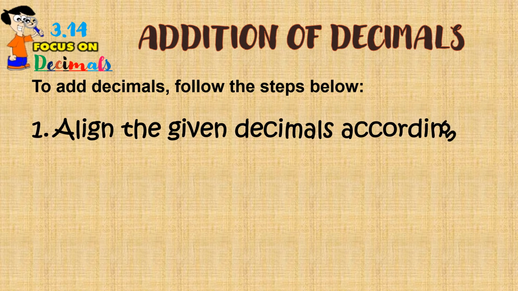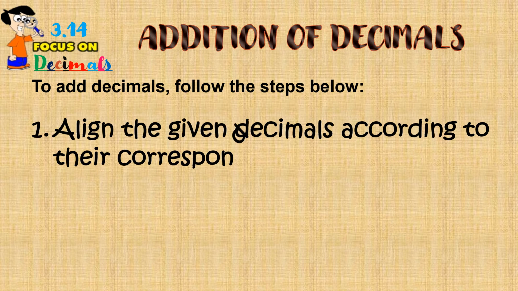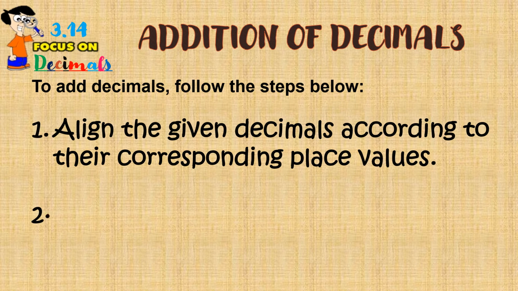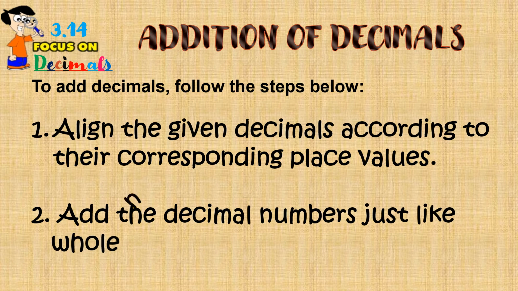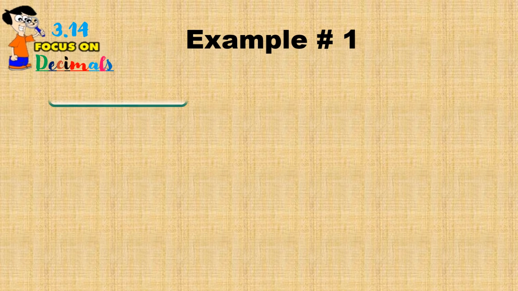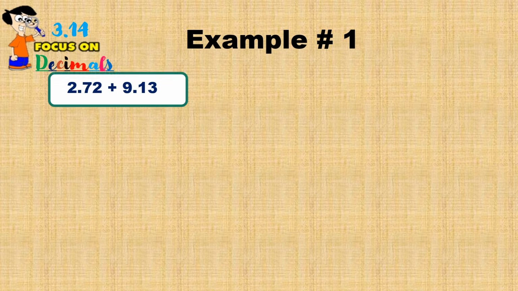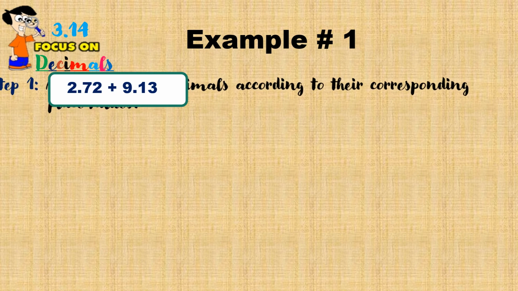To add decimals, follow the steps below. Step 1. Align the given decimals according to their corresponding place values. Step 2. Add the decimal numbers just like whole numbers. Example number 1. 2.72 plus 9.13. To add the given, let us apply the steps in adding decimals.